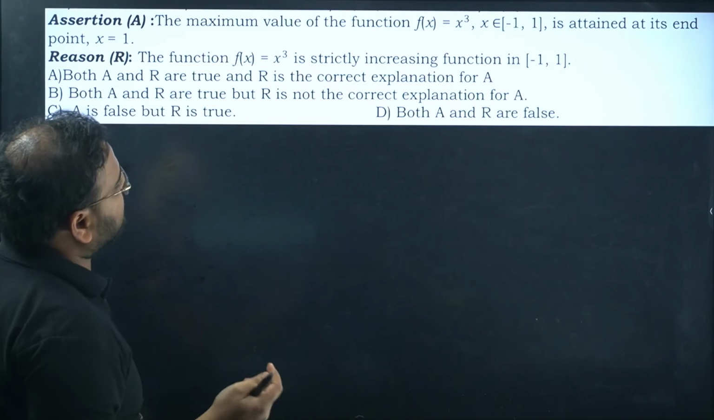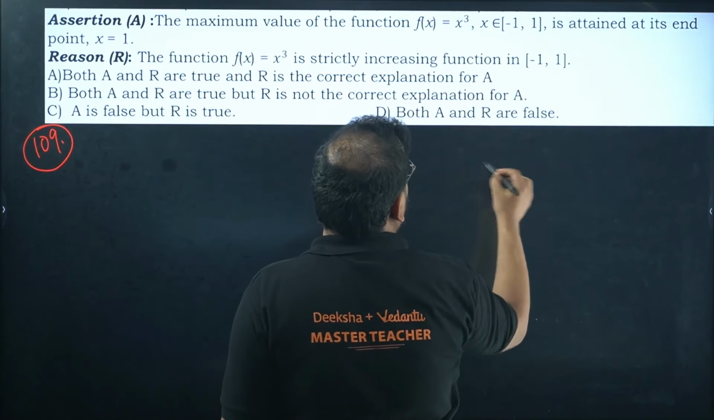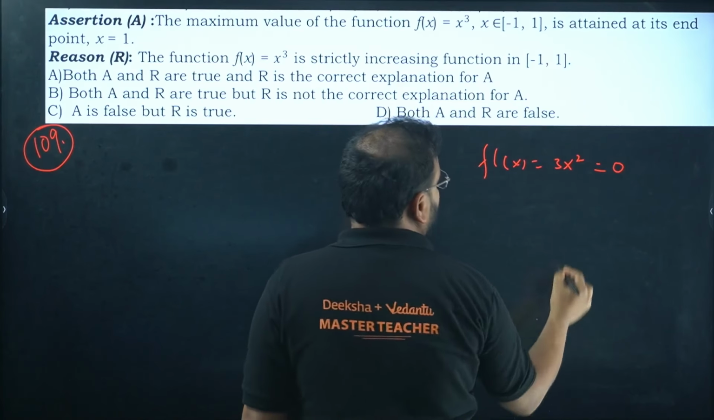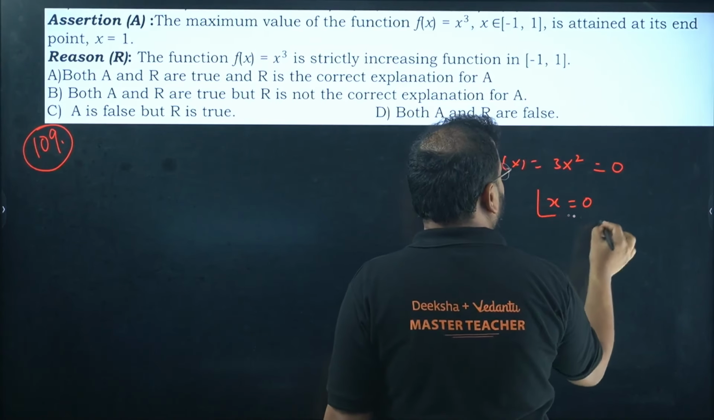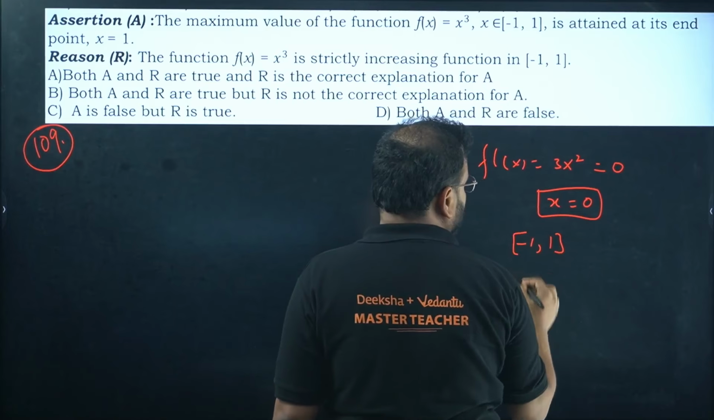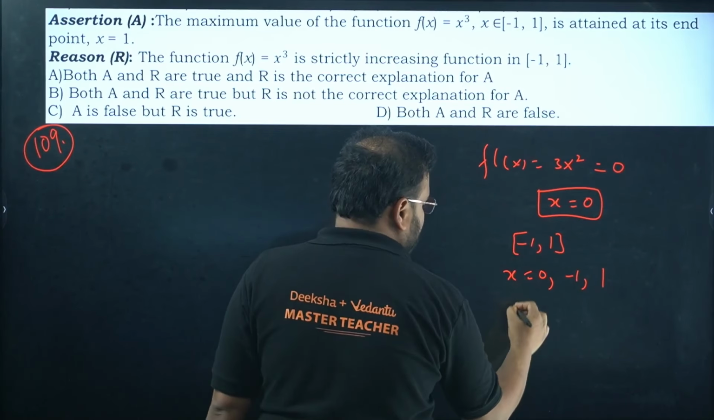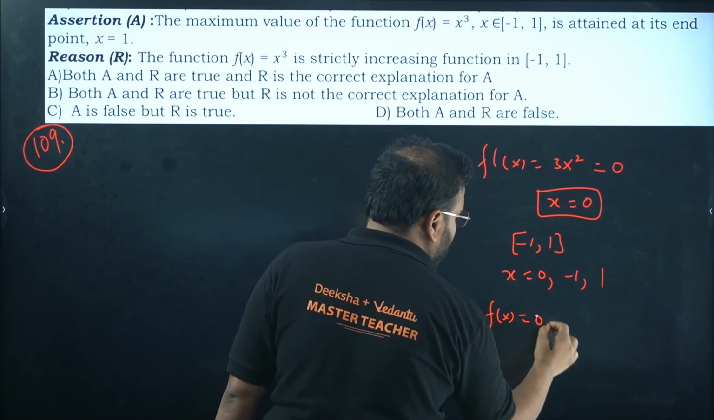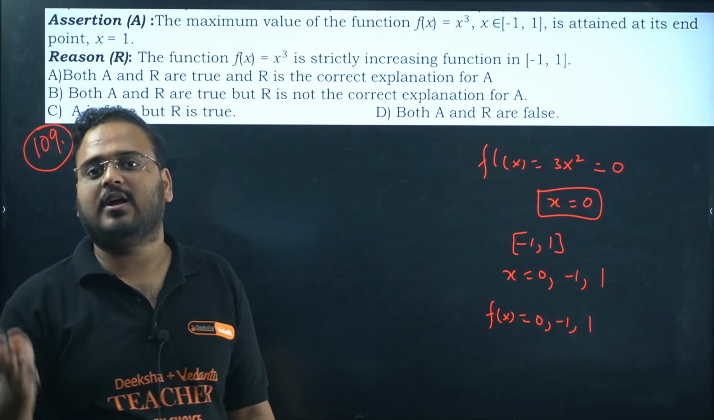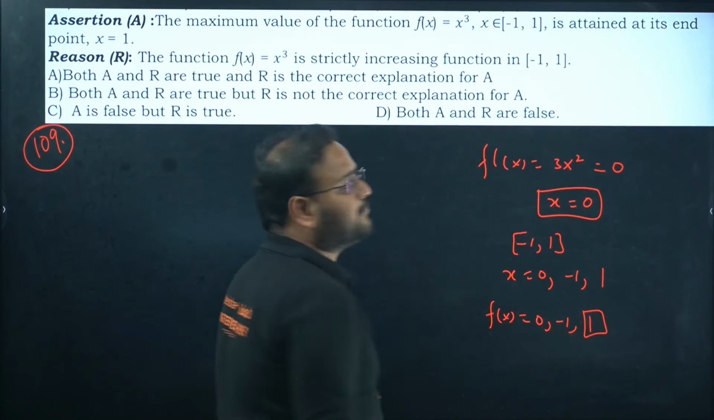Maximum value of the function f(x) equals x cube is attained at its end point. Correct? Because if you find the derivative, you'll get 3x square. Put it equal to 0, you get the critical point to be 0. Since the boundary is included, you have 3 points to check: x equals 0, minus 1 and plus 1. Cube of 0 is 0, cube of minus 1 is minus 1, and cube of 1 is 1. So your maxima actually occurs at the right side.